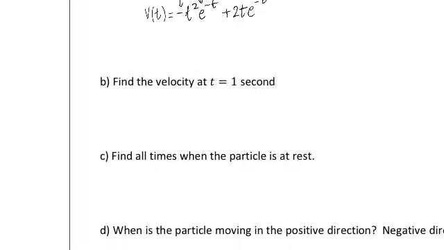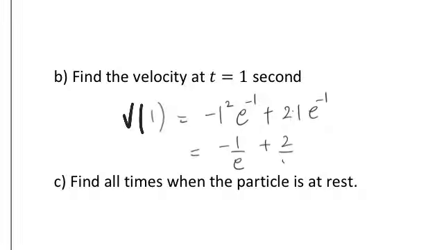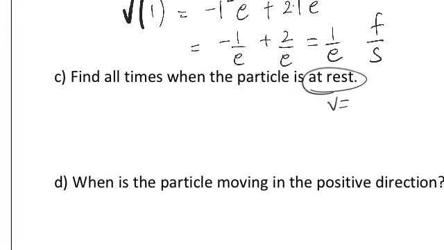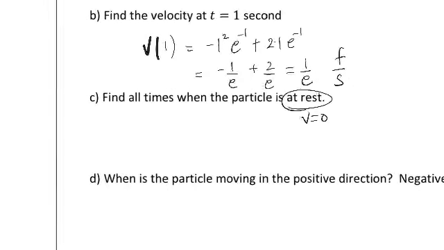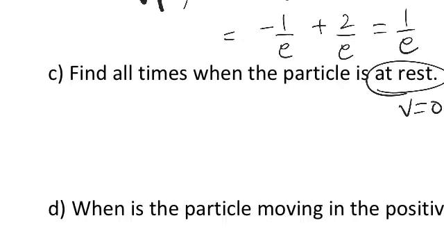If I want the velocity at any time, I just put in the time. So v of 1 is equal to negative 1 squared e to the negative 1 plus 2 times 1 e to the negative 1. That's negative 1 over e plus 2 over e, which is 1 over e, and this is in feet per second. Find all times when the particle is at rest. At rest means velocity is equal to 0. So I'll take my velocity equation and try to figure out when it's equal to 0.